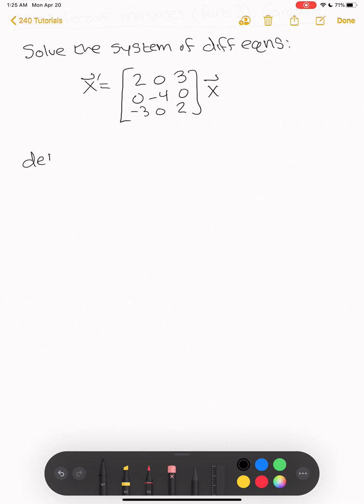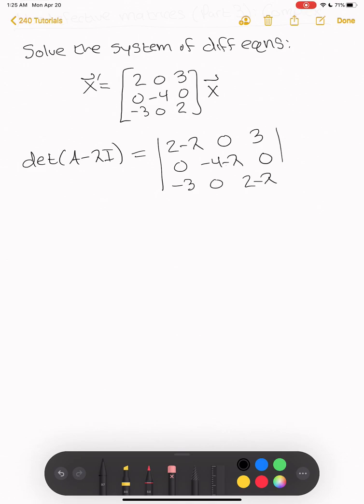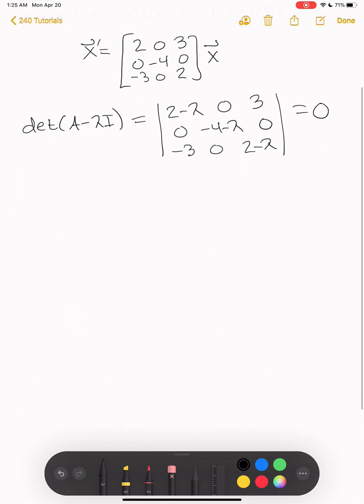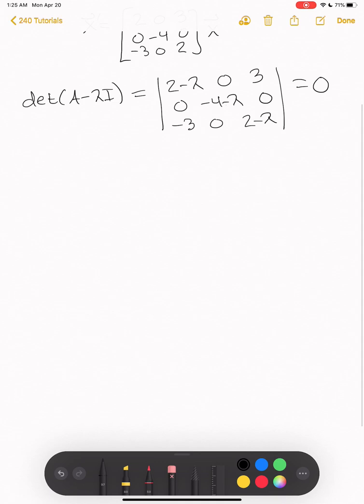We want to find the eigenvalues and the eigenvectors of this. So we have 2 minus lambda, 0, 3; 0, negative 4 minus lambda, 0; negative 3, 0, and 2 minus lambda. And you set the determinant equal to 0. There's a lot of zeros involved in this matrix, so the determinant's not too bad. If you expand it out, you get negative 4 minus lambda, and then lambda squared minus 4 lambda plus 13.